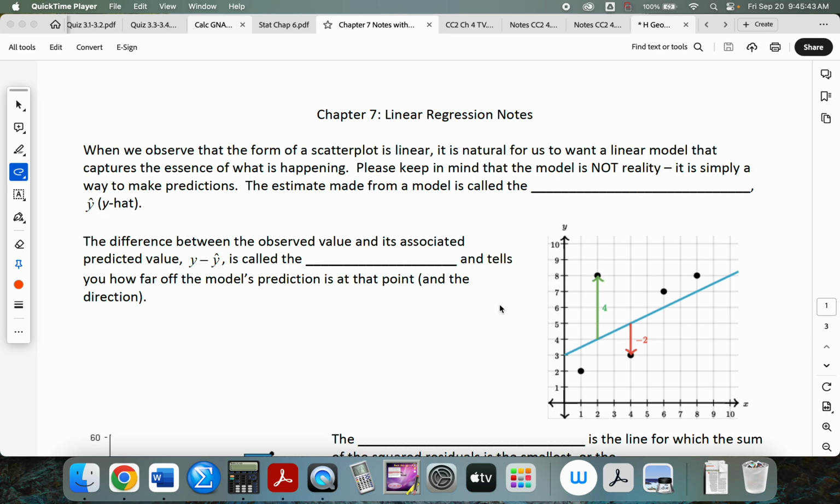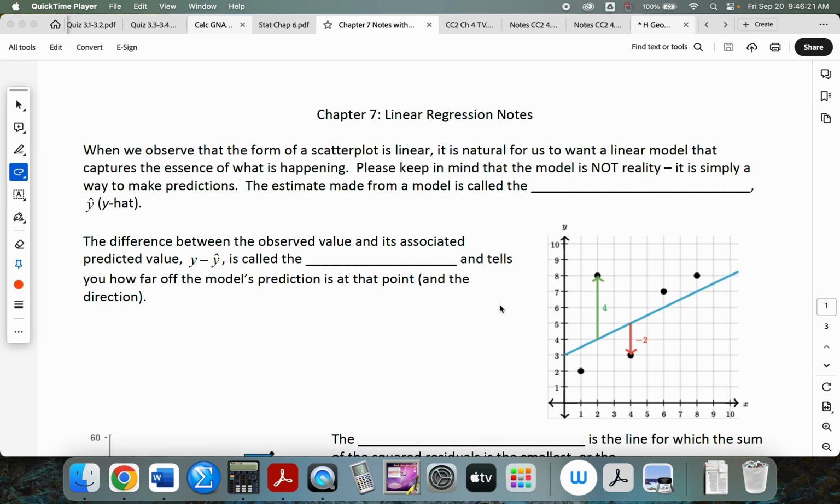All right, so this is chapter 7 on linear regression. When we observe that the form of a scatter plot is linear, one of the natural things to do is go, well, can we come up with a model that captures what's going on here? Again, remember that a model, like the normal model, is not reality. I don't think I stressed that enough in the last unit. The model is this perfect, everything is exactly even.